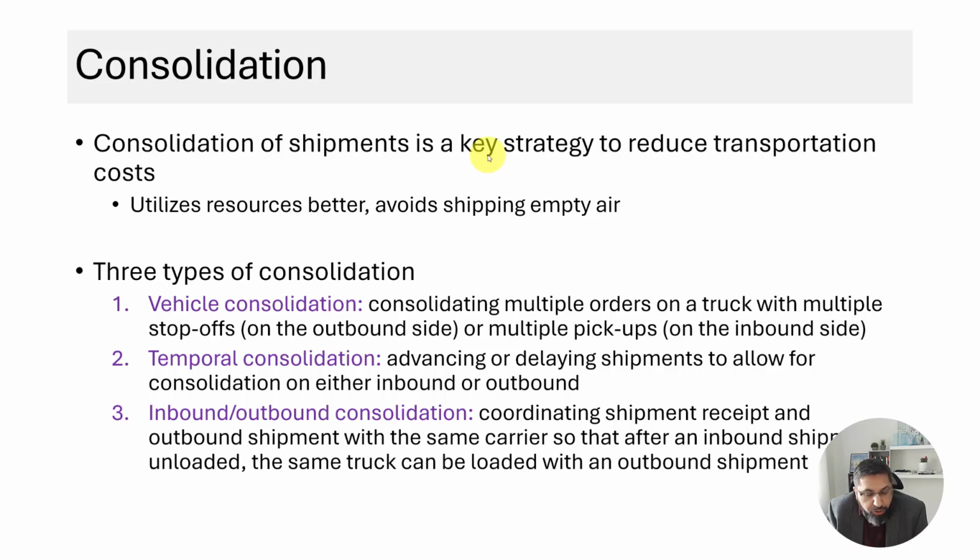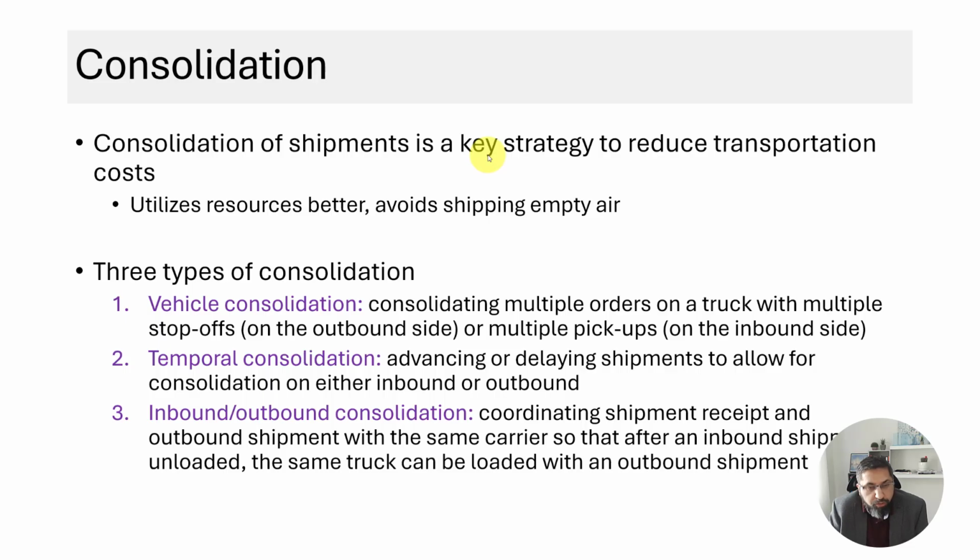The second type of consolidation is temporal consolidation, where you advance or delay shipments to allow for consolidation. So you have one shipment going out today to Tampa, Florida, another going out tomorrow. Well, if today's shipment can be delayed to tomorrow, that's acceptable. We can just send one shipment tomorrow, consolidate the two shipments together.